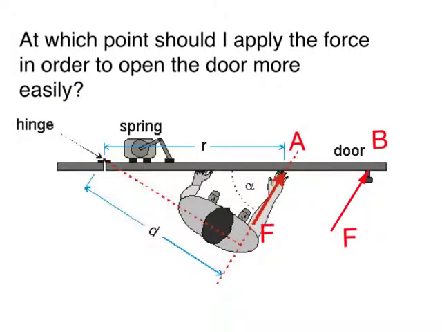At which point should I apply the force in order to open the door more easily? A or B? Your personal experience would have told you that it is better to apply the force at point B in order to open the door more easily. But why is that so? The door can open more easily. It must be due to the fact that it has experienced a bigger turning effect. But why is that so? Can we use the concept of moment to explain all this?